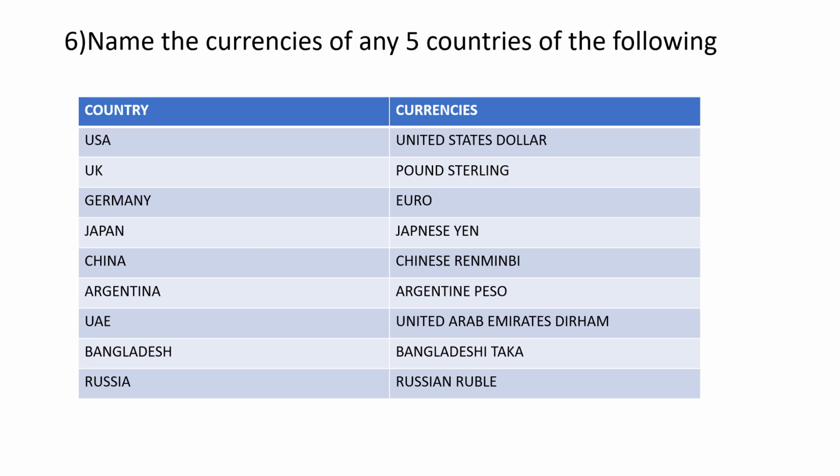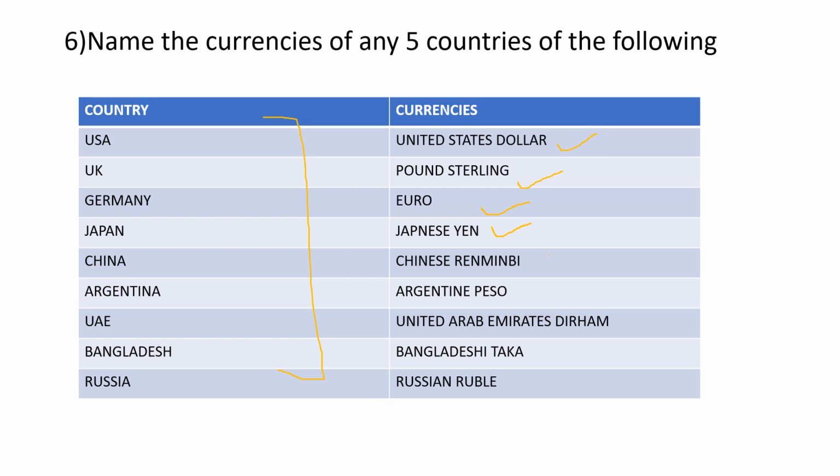Okay, so the last question and a very easy question, that is name the currencies of any 5 countries of the following. You are being asked for currencies. They will give you these many countries, and you have to write the currency of any 5 countries from them. How easy, right? You get 5 marks very easily in this question. So pray that this question comes, right? So USA, what is the currency? United States dollar, US dollar. UK, pound sterling. Then Germany, the currency euro. Japan, Japanese yen. Don't write only yen, please write Japanese yen.